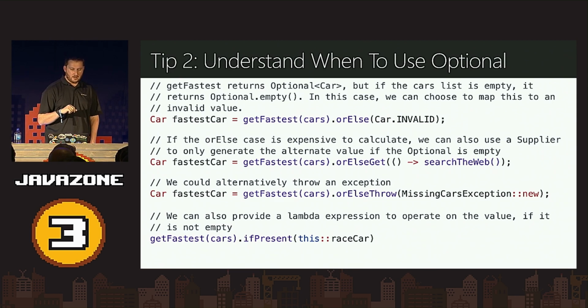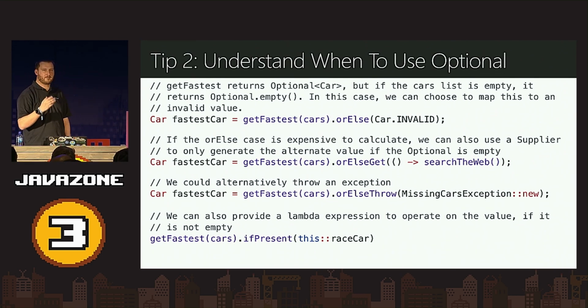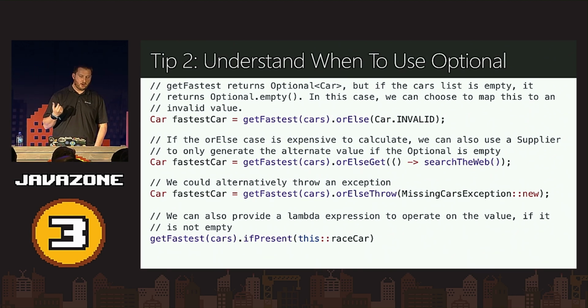The orElse method, as part of the Optional class, basically says: if the Optional is not empty, return whatever's present inside that Optional. But if it is empty, use this value instead. In this case, use Car.INVALID. This is a static field that we've created earlier that specifies an invalid car. So when we go back to the fastestCar variable on the left-hand side of the assignment, we know that fastestCar is definitely not going to be null.